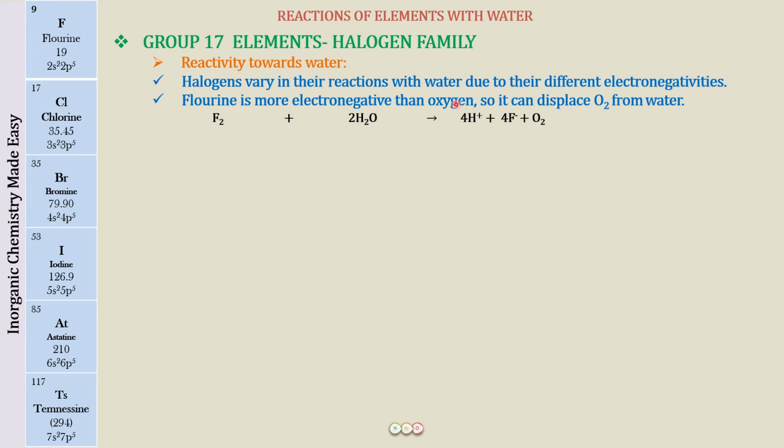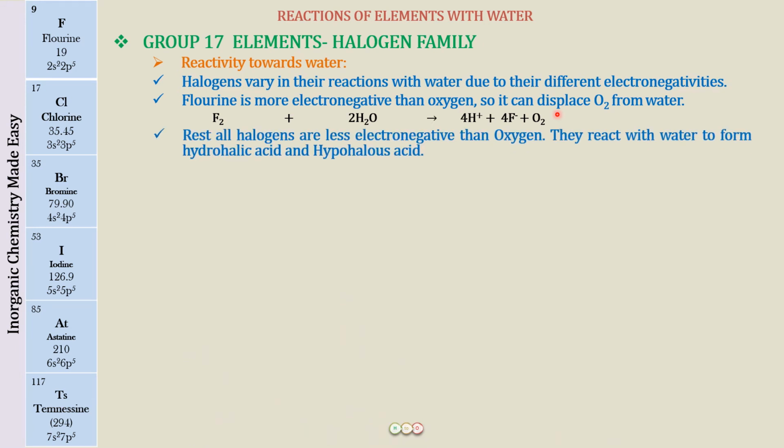So what we will be seeing is fluorine on reaction with water, this will be displacing oxygen. There will be liberation of oxygen gas, and along with that HF is going to be formed. So it is going to be the ionized form that you will be seeing, H+ ions and F- ions in the aqueous solution. And along with that, oxygen gas being evolved.